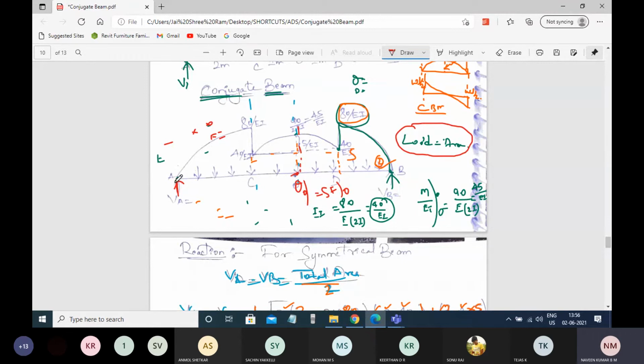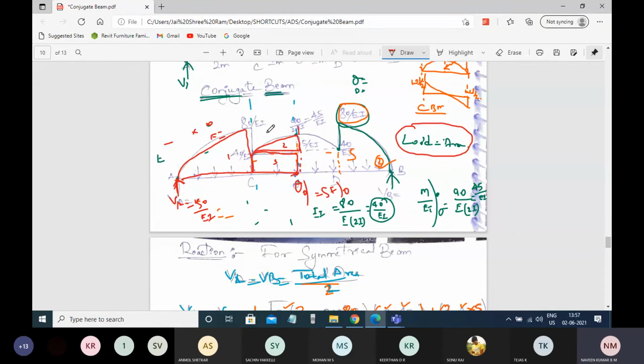Understood? What are the loads? One is VA is acting, that we got around 150 by EI, and this area we need to consider as load in case of conjugate beam. This particular area we need to consider, and this area of quadrant, and this small rectangle. There are three areas we need to consider as load.